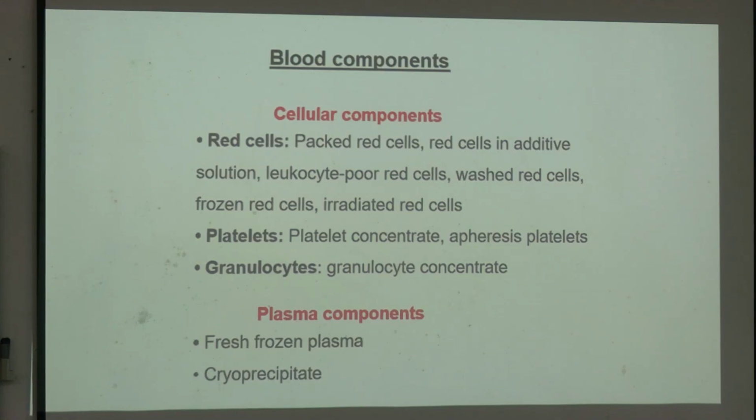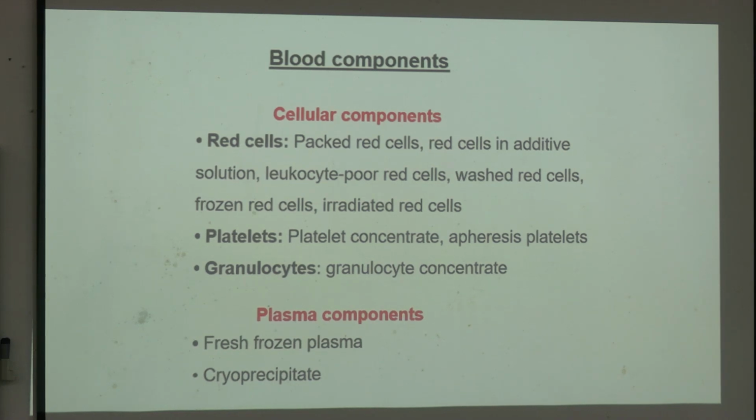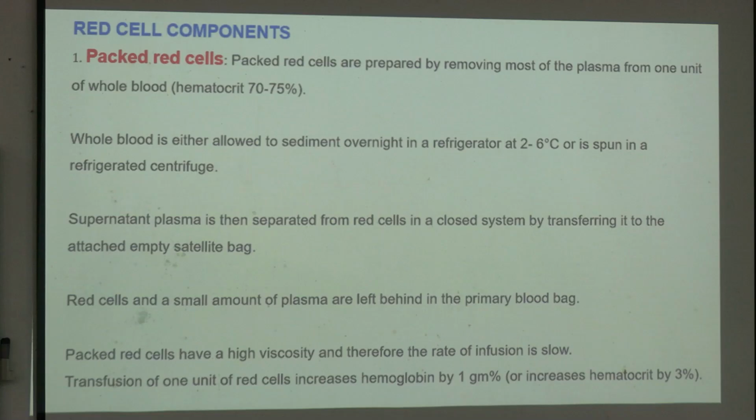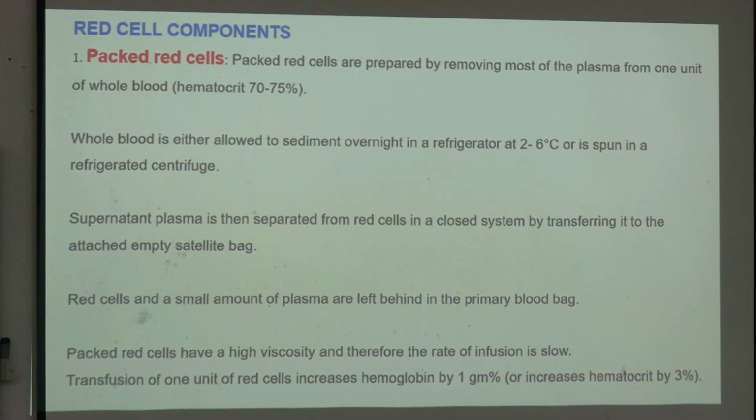Now, blood components can be cellular components as well as plasma components. Cellular component means there will be cells. So, what are the types? It will be red cells, platelets as well as granulocytes. So, coming to the red cell components.